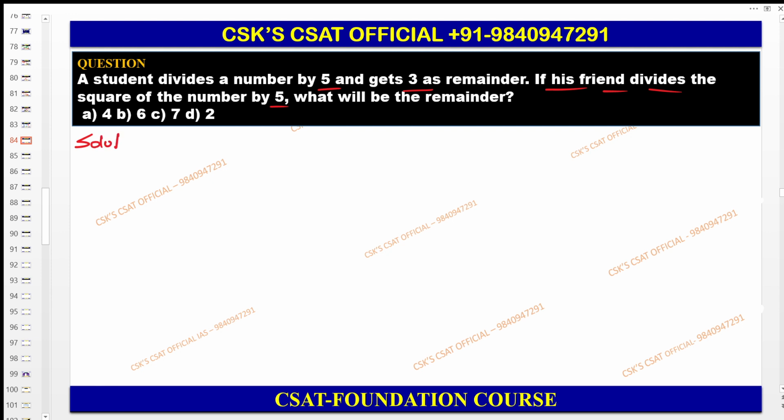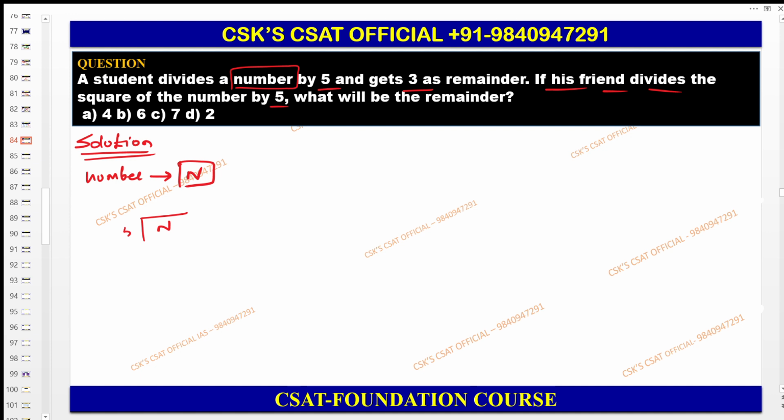It's a simple question, but know the logic called division algorithm. If you know the concept called division algorithm, then easily you can solve this question. Now listen carefully. A student divides the number. You don't know that number. Take that number as n. A student divides that n by some divisor, you can take that divisor as anything, right? The student divides a number by 5.